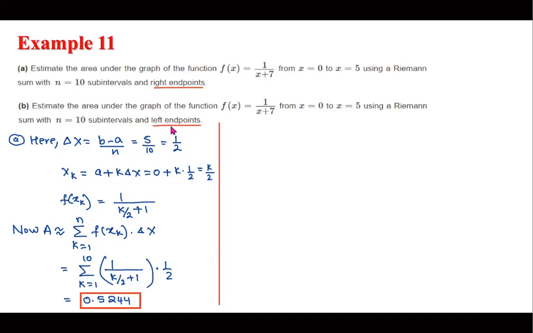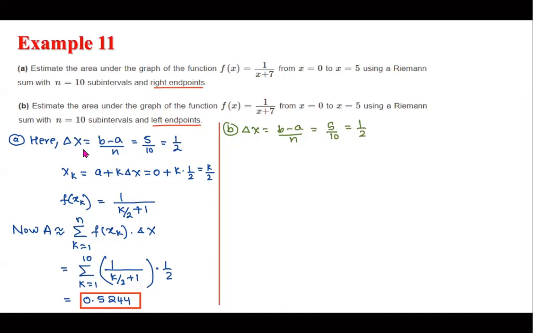Now let's work on the left Riemann sum. Remember, the process is pretty much the same. The only difference is when you find xk. So delta x first, which is b minus a over n. We have the exact same question. So 5 minus 0, which is 5, over n, which is 10. So 5 over 10, or 1 over 2.